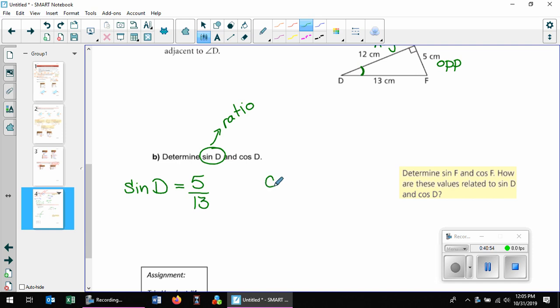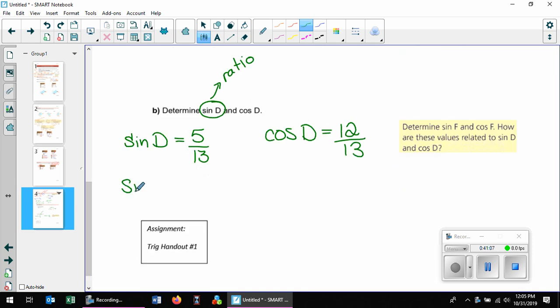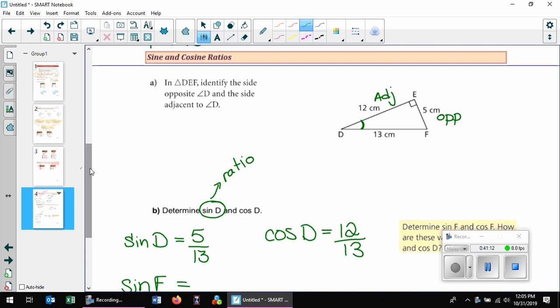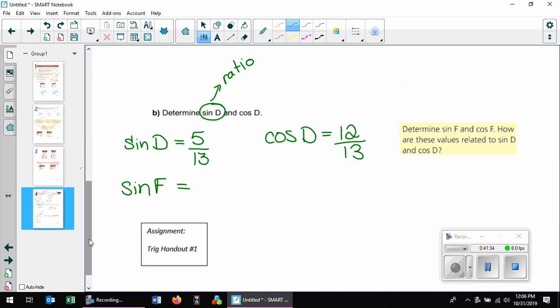Okay, now what about cos of angle D? Let's flip for a second and do sine of angle F. So now I'm here at angle F. What is the 5 now? It's the adjacent side. And what's the 12? Did my hypotenuse change? No. Hypotenuse doesn't change. Your opposite and adjacent will flip based on what angle you're at. So sine of F is now, and cos of F, 5 over 13. What do you notice? They switch, right? They're the same, but they're opposite.